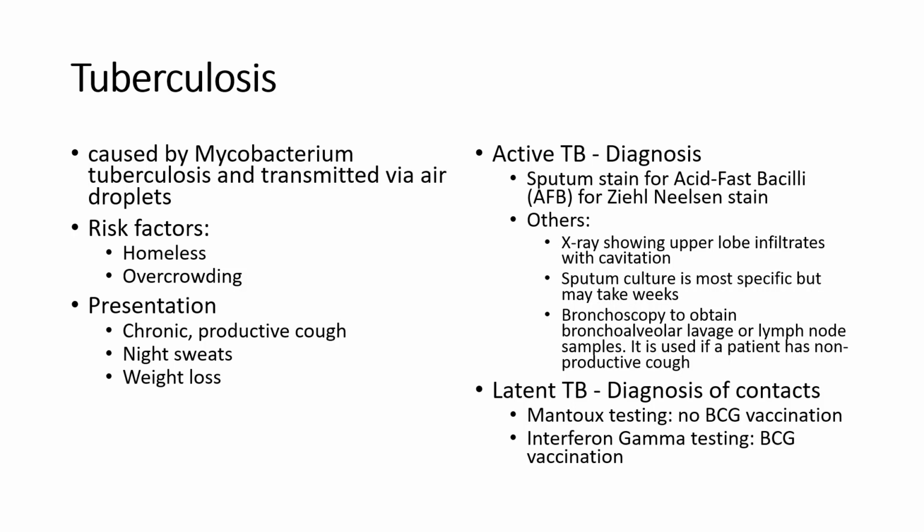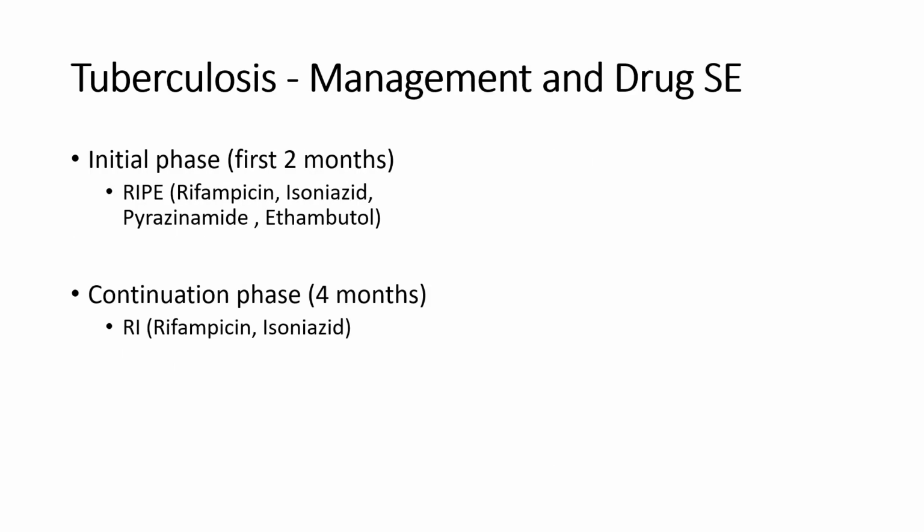Latent TB, you do Mantoux for those who have no BCG vaccination. Once you have BCG, Mantoux will always be positive. So for those who have had BCG, you do interferon gamma testing. That's those that have received BCG vaccination, whereas those that don't have vaccination, we have the Mantoux test. Management, RIPE for the first 2 months. Over the next 4 months, you give RI.